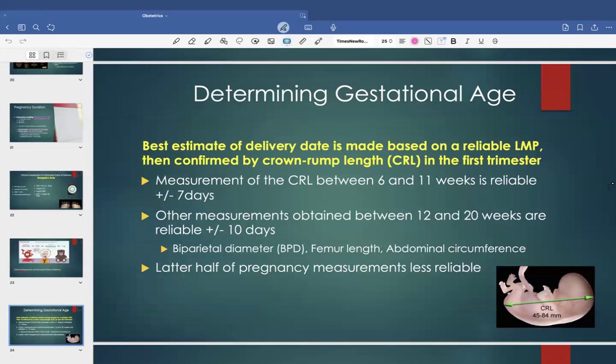So the best estimate of the delivery date is based on a reliable last menstrual period, if you know it, and then confirmed by crown rump length. Crown rump length. Do you need to know how it converts? Take a measurement and then... No, just know crown rump.